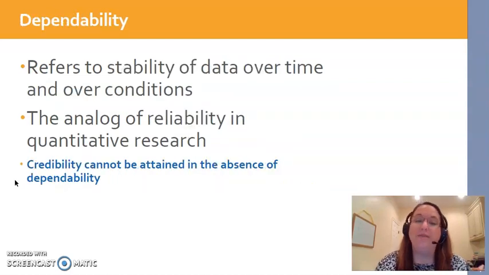For dependability, that has to do with the stability of data over time. And this is somewhat similar to reliability or consistency. With this, the researchers shouldn't just read the transcripts from their interviews once and be done with it. You really need to read and reread, often multiple times, all of these pages of transcripts so that you truly understand what the data says, and your interpretation of it shouldn't be changing over time.